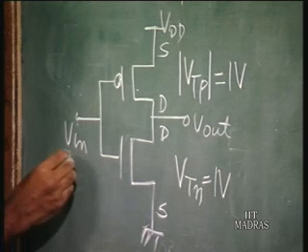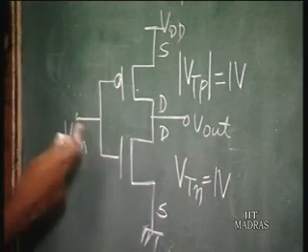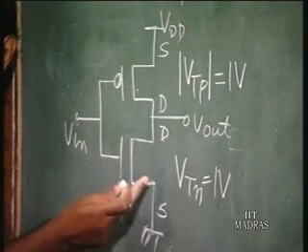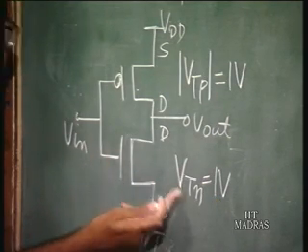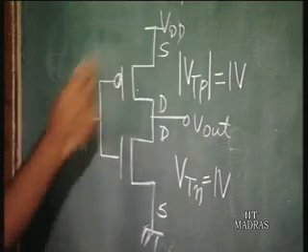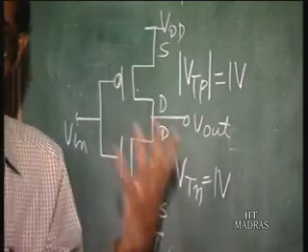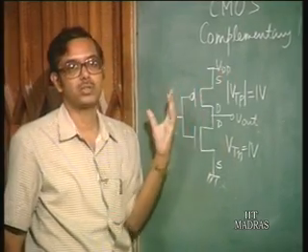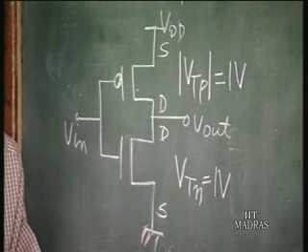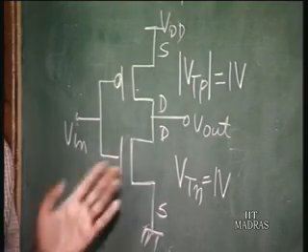Then if V in becomes equal to 5 volts, say, or equal to VDD, the n-channel device is on, because 5 volts is greater than 1 volt. For this n-channel device, VGS is greater than VT, so current flows. What about the p-channel device? Off, because the gate is at 5 volts, so VGS is 0 volts. You require the gate to source voltage to be more negative than the threshold voltage for conduction to take place in the p-channel, but it is just 0 volts, so that is off. So the lower transistor is on, the upper transistor is off. What is the output voltage? The output voltage is low. So this behaves as an inverter.